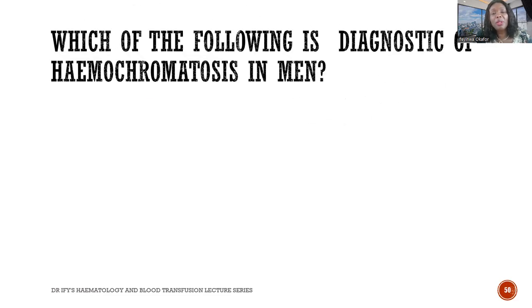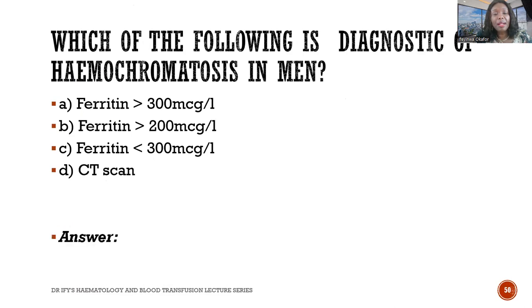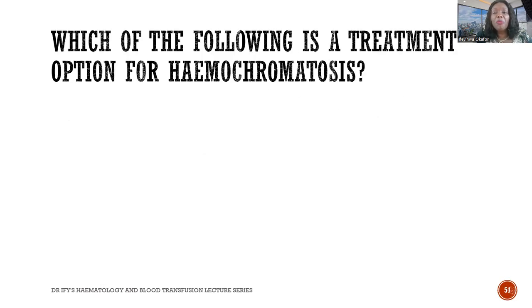and others. Which of the following is diagnostic of hemochromatosis in men? Ferritin greater than 300 microgram per liter, ferritin greater than 200 microgram per liter, ferritin less than 300 microgram per liter, CT scan. Answer A, ferritin greater than 300 microgram per liter is diagnostic of hemochromatosis in men, in addition to presentation of other clinical symptoms.